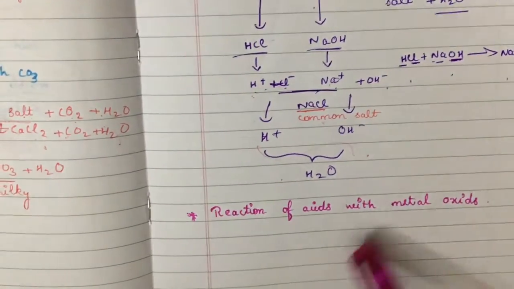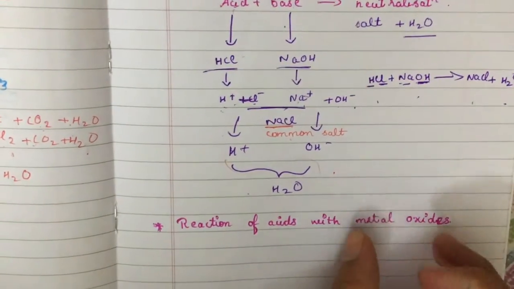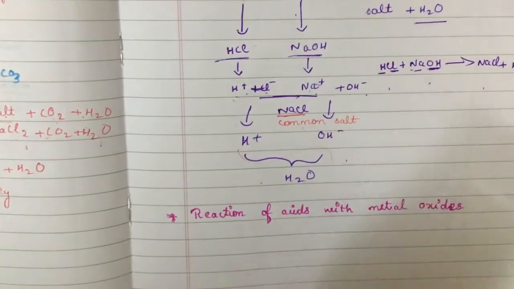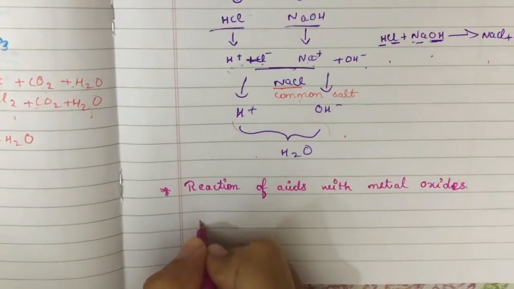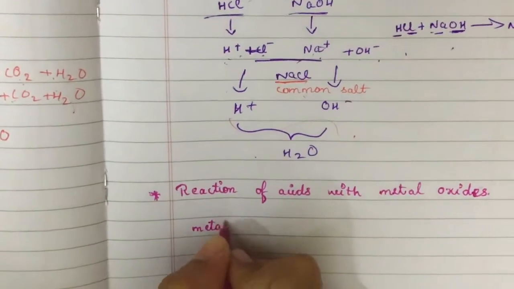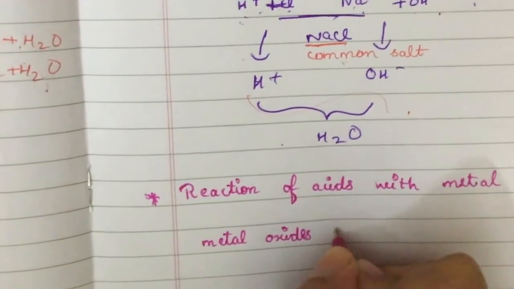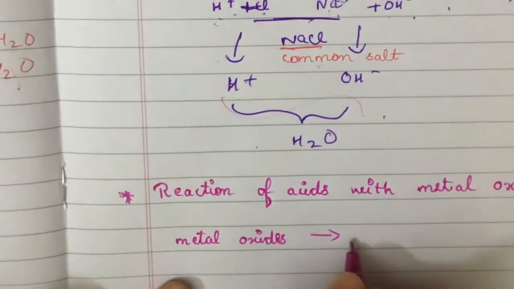Next is the reaction of acids with metal oxides. So we need to know what the term metal oxide basically represents. Metal oxides are metals with oxygen. Metal oxides are the metals with oxygen group. Metals with oxygen group, metal oxide.